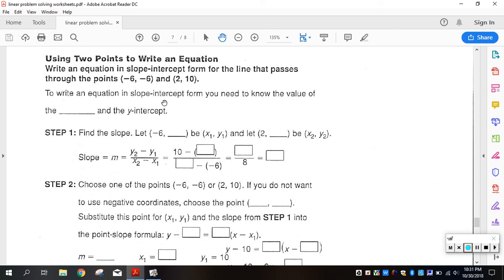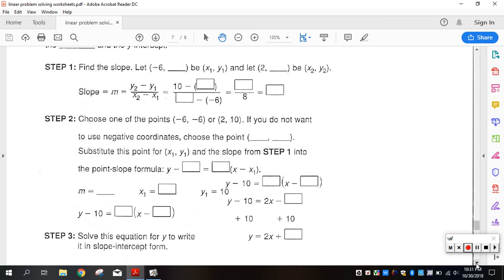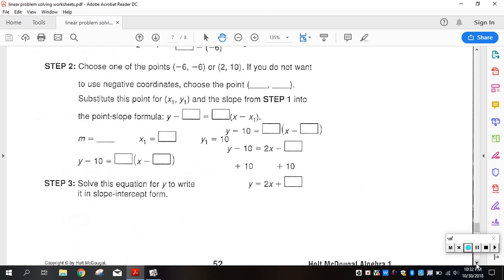To write an equation in slope-intercept form, you need the value of the slope and the y-intercept. That's why it's called slope-intercept form. And so to find the slope, first you use the coordinates in the slope formula. That's step 1. And then after you have your slope, you can choose one of your points. It doesn't matter which point, either one works.